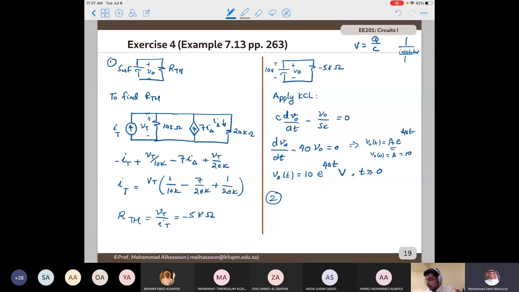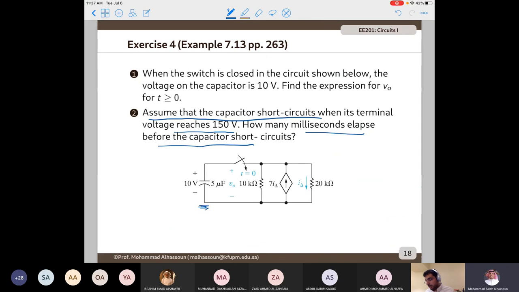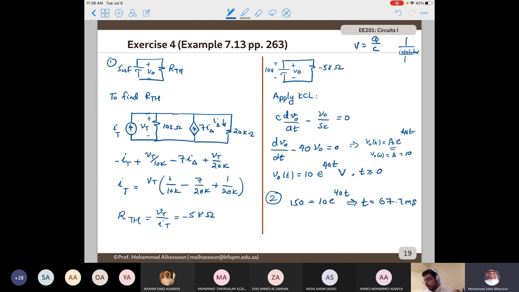So in this case, we need to equate. If we solve for it, we'll end up with 67.7. So this behavior, if you close the switch, you will notice that everything will be stable for only 67 milliseconds. After that, the capacitor will break, will be short circuit. It will not work anymore.